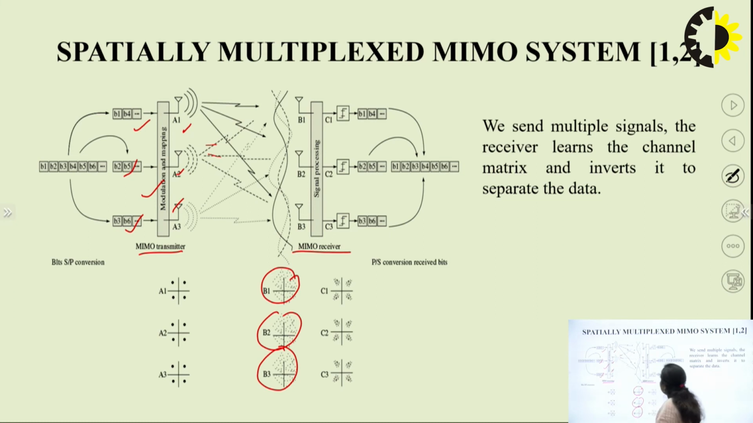These are the signals that have been transmitted, and they will be received by a signal processor at the receiver side using 3 different antennas, and the output of this will be applied to a filter. So this is the MIMO receiver. You can see that a very simple keying technique, the ASK technique, has been used. So this is how the relationship between the different parameters works. We send multiple signals, and the receiver learns the channel matrix and inverts it to separate the data.